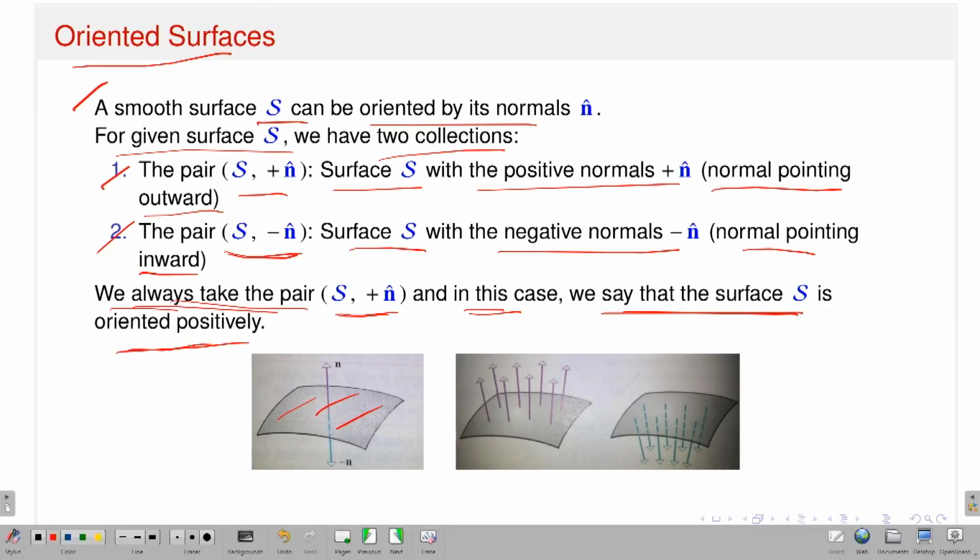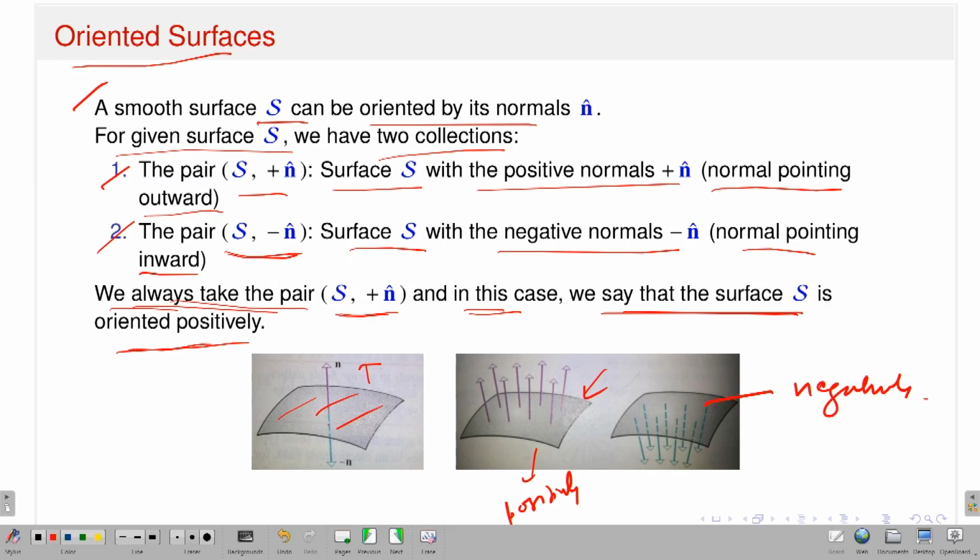Now look, this is the picture I tried to draw. Suppose this is my surface. You see this is pointing upward, so that means I am talking about a positively oriented surface. And if at a point the corresponding normal is pointing inward, then I am talking about a negatively oriented surface. So this is positively oriented and this is negatively oriented.